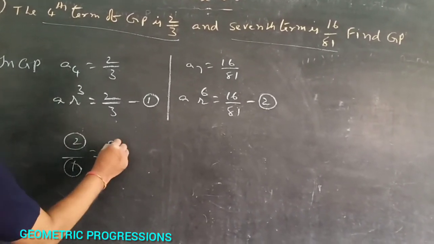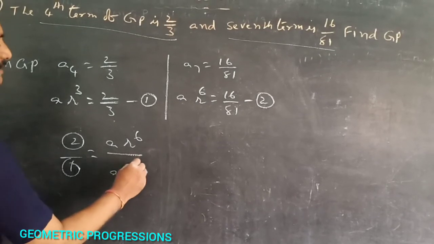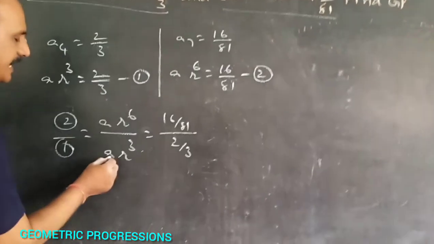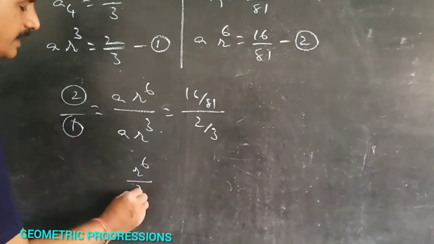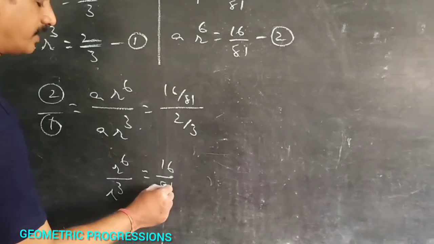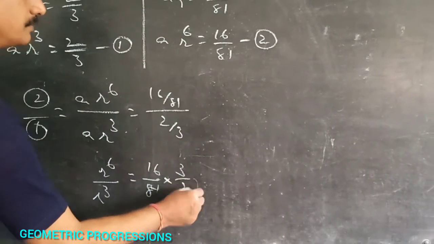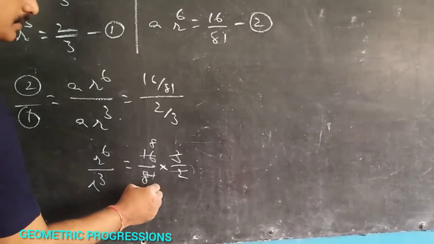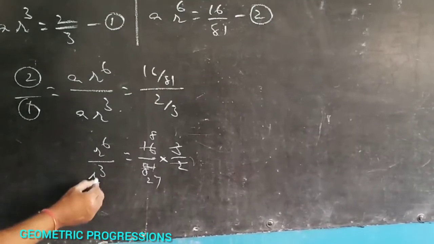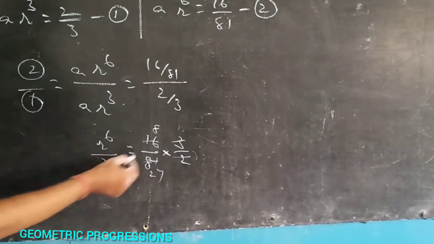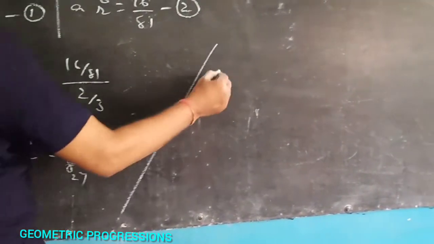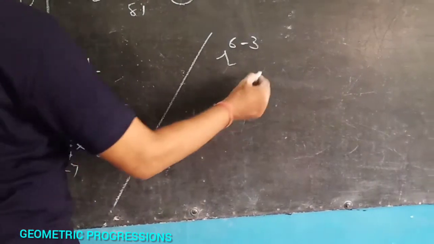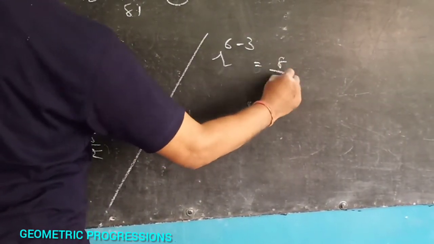So, AR to the power of 6 by AR cube is equal to 16 by 81 whole divided by 2 by 3. A and A cancel. R to the power of 6 by R cube is equal to 16 by 81 into 3 by 2. 2 by 3 changes side. So 2 eights are 16, 3 nines are 27. So R to the power of 6 by R cube equals R to the power of 6 minus 3. A power m by A power n equals A power m minus n. That is equal to 8 by 27.